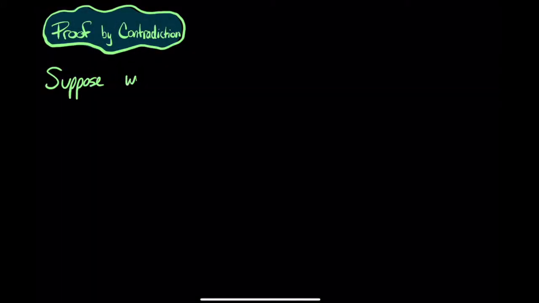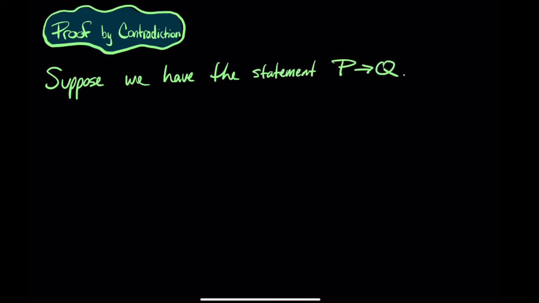Alright, so we're going to look at proof by contradiction. So we'll start out by looking at the statement if P then Q. So if we assume that if P then Q is false, then we have one of three cases that we have to.